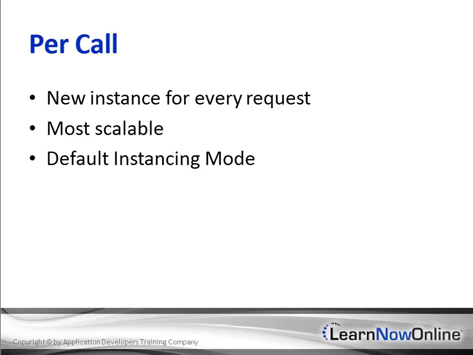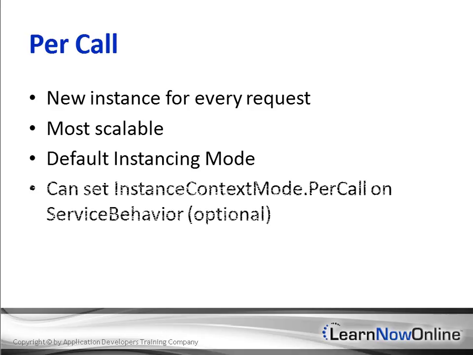So if you have a per session service that is available but not configured quite the right way, or it's not configured with the proper session mode, then it's going to default back to per call. You can set up per call by configuring the service behavior attribute on the class with an instance context mode of per call. Of course, that's optional because since per call is the default mode, you don't even have to do that. So let me show you how per call works.